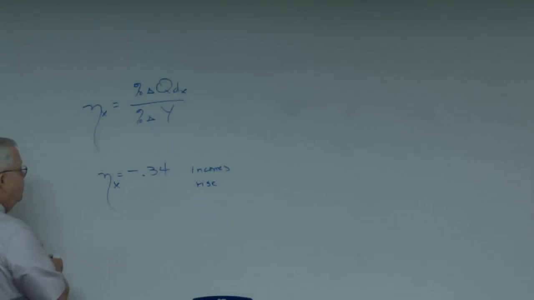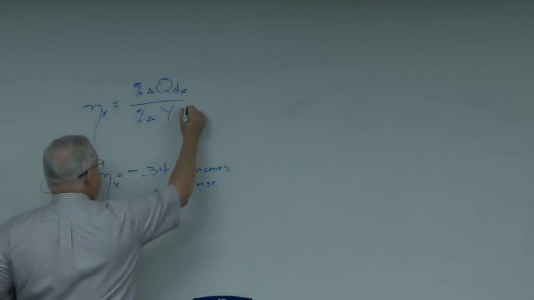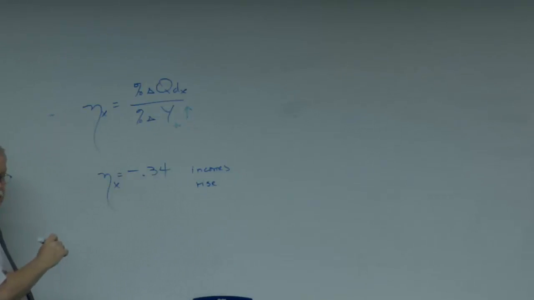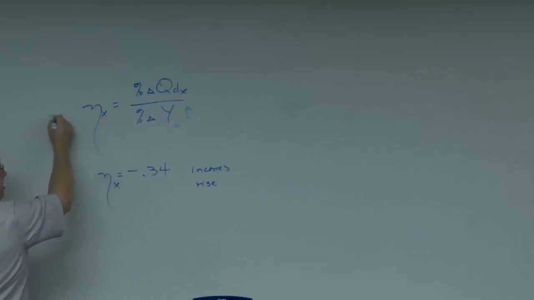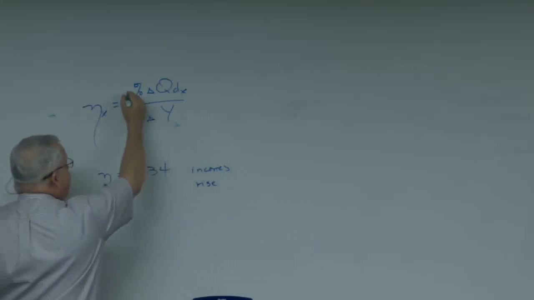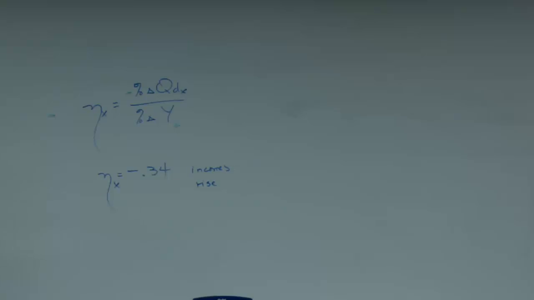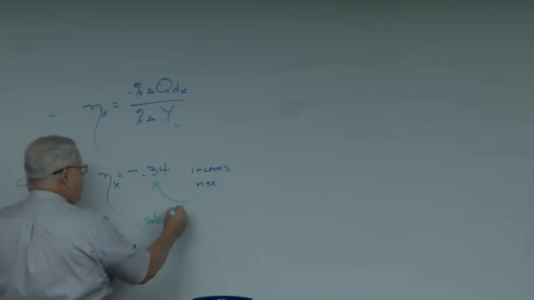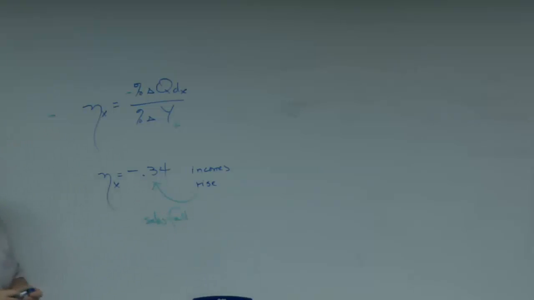How do you know it's an inferior good? The negative. Well, think about it. If income goes up, so that's positive, and the coefficient is a negative number, a negative equals something over a positive. It's got to be a negative number up there, right? You've got to have a negative over a positive to get a negative. So this is telling you that if incomes rise, your sales are going to fall. And that's the definition of an inferior good.